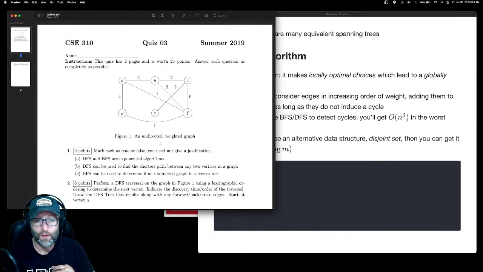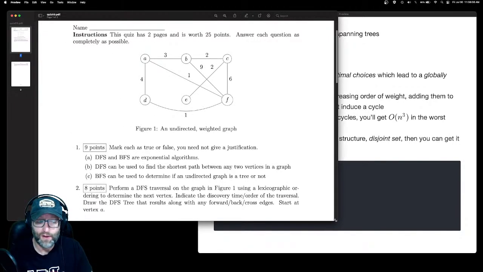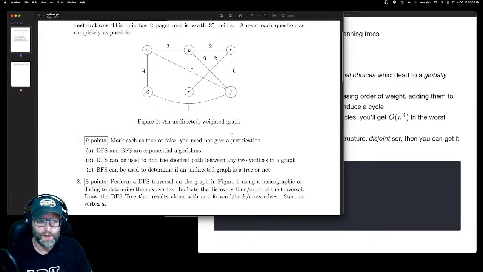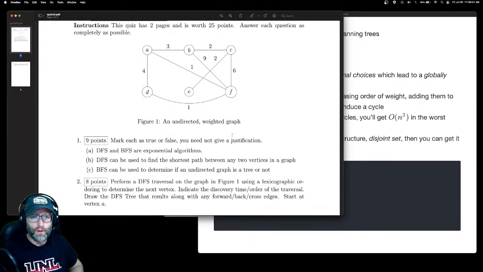Here's an undirected weighted graph. And then we're going to, of course, perform some DFS, BFS, and maybe build a tree out of this. But the first couple of questions here, mark either as true or false. You need not give any justification, right? DFS and BFS are exponential algorithms.